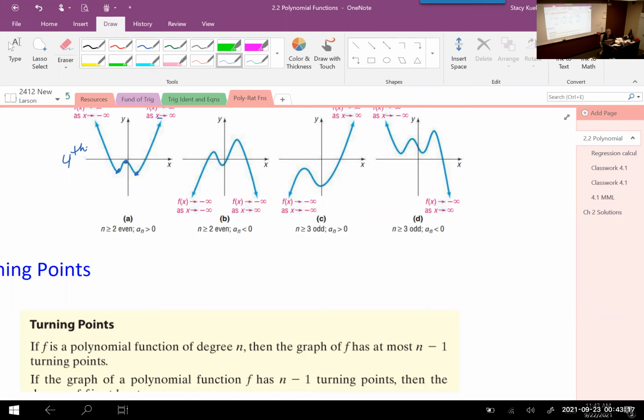I could have 1 turning point and still be a 4th degree polynomial. But I'm not ever going to have any more than 3 turning points on a 4th degree polynomial. That's what that says.